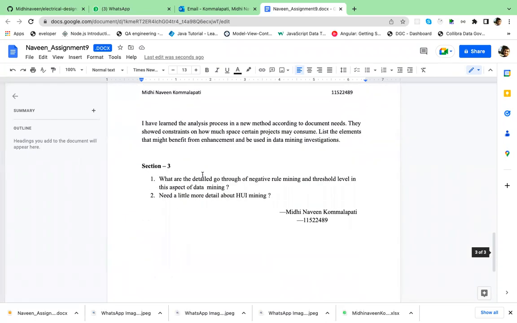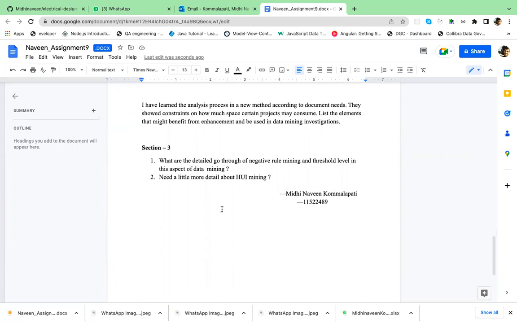Coming to section 3, I have a few questions about this article. Those are, what are the detailed go-through of negative rule mining and threshold level in the aspect of data mining? Need a little more detail about HUI mining.